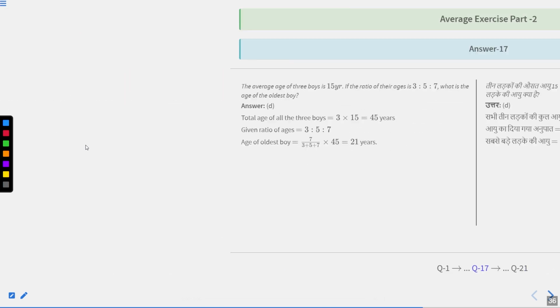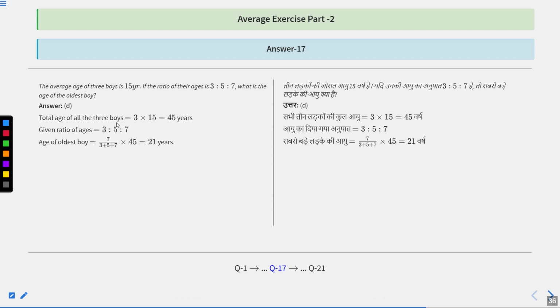Now time's up. Let's see the solution. Because the average is 15, the total age of all 3 boys will be 3 into 15, which is 45 years. Now the ratio of the 3 boys is given as 3:5:7. So when we sum up, 3 plus 5 is 8, and 8 plus 7 becomes 15. Clear? Who is the oldest? The person whose age is 7 units. So 7 upon 15 multiplied by 45 gives the age of the oldest boy, which is 21 years. D is the correct answer. Next one.